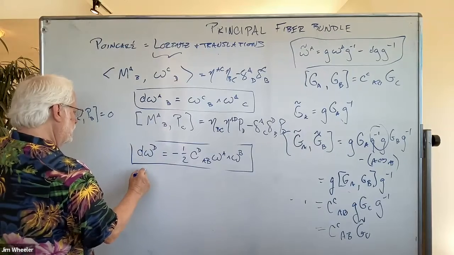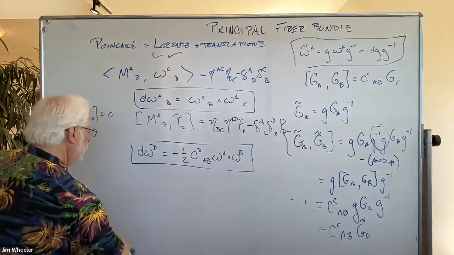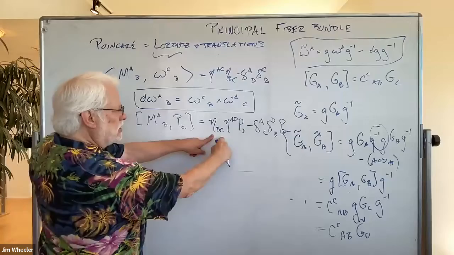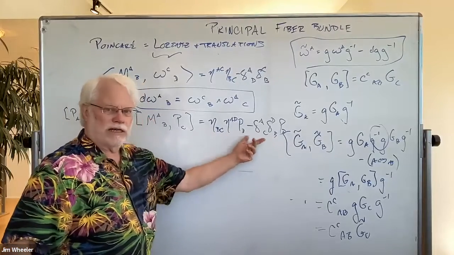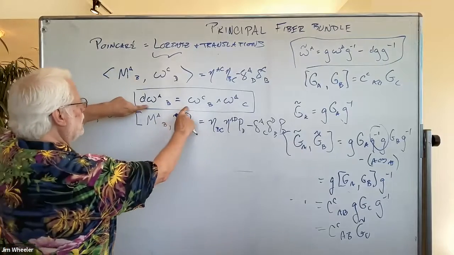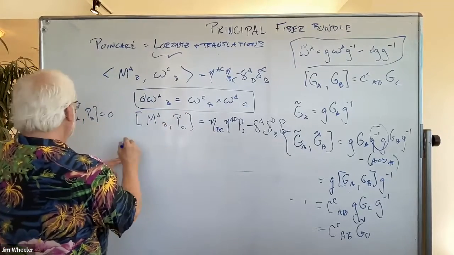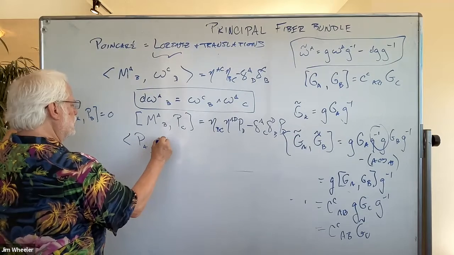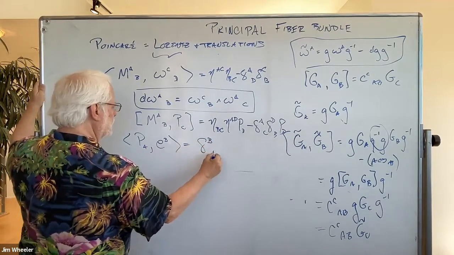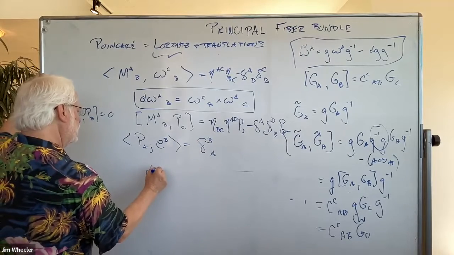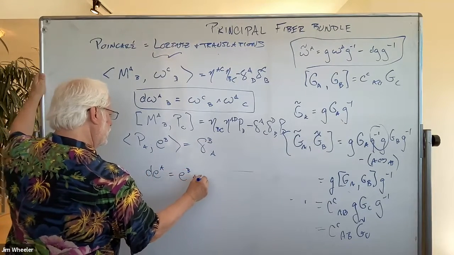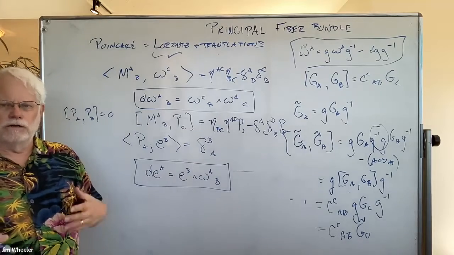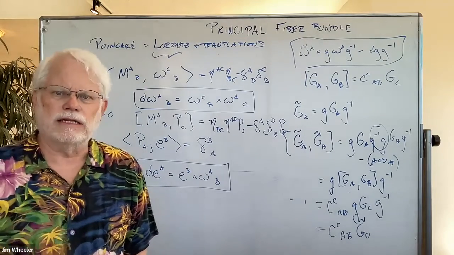So this tells me the structure constants. The structure constants are built out of the metric and the Kronecker deltas. They're just some plus and minus ones. I put those into the Maurer-Cartan, and if my translation generators are dual to some one forms, let's call them E, then dE is E^B wedge omega AB. And those two equations in the box are the Maurer-Cartan equations for the Poincare group, for the Poincare algebra.